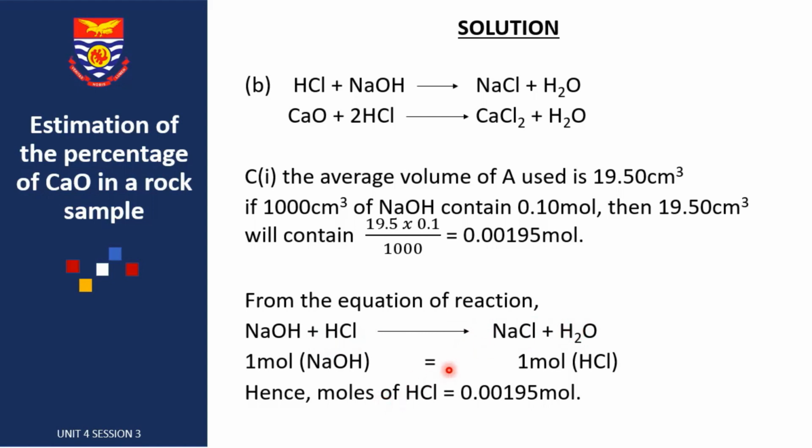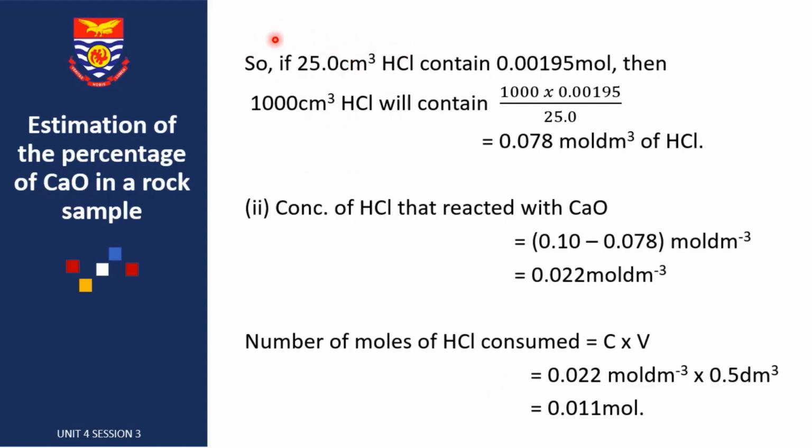If that's the case, then 0.00195 moles of the sodium hydroxide will have the same number of moles of the HCl reacting with it. So the number of moles of HCl in that volume of the HCl used is 0.00195. In the titration, we used 25 cubic centimeters of the HCl. So that moles that we found was in the 25 cubic centimeters, because it was that volume of the acid that reacted with the base.